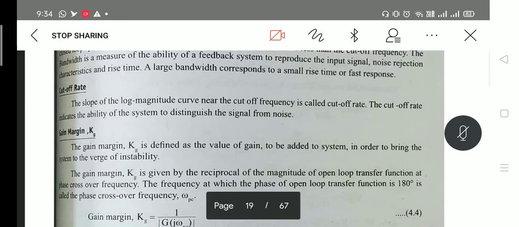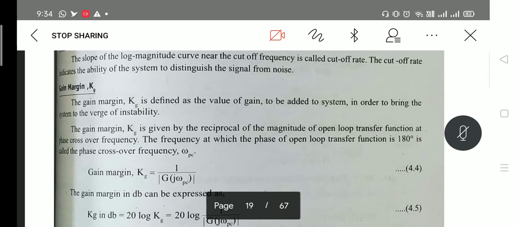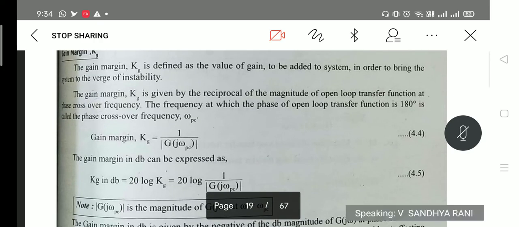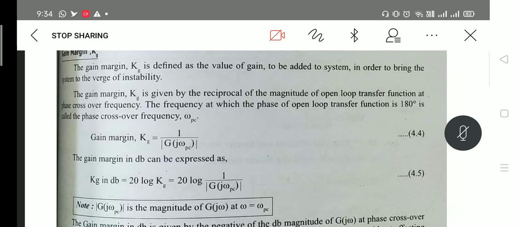Okay. Next one is gain margin. Gain margin will be represented as Kg. It defines the value of gain. Okay. For example, mod of G of j omega is the gain. Gain margin will be Kg is equal to 1 by mod of G of j omega pc.